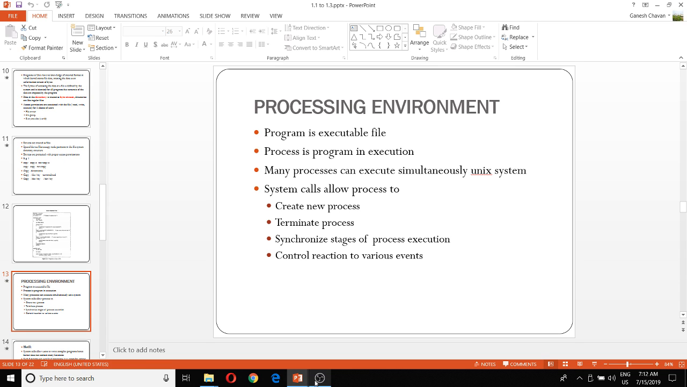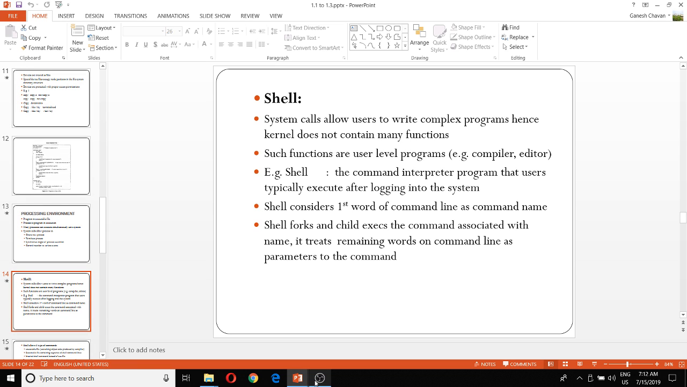A program is an executable file, while a process is nothing but a program in execution. Many processes can execute simultaneously on the Unix operating system. System calls allow processes to create new processes, terminate processes, synchronize stages of process execution, and control reaction to various events, and in such a way these things are essential.